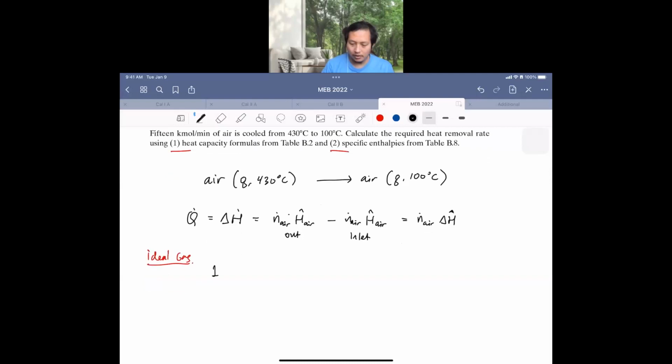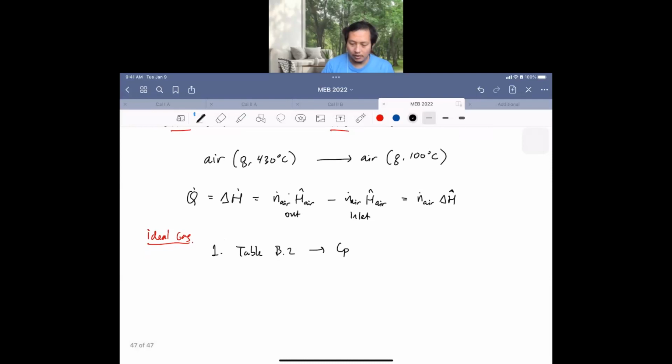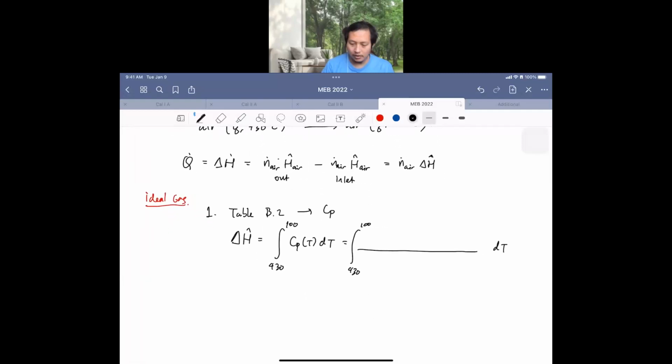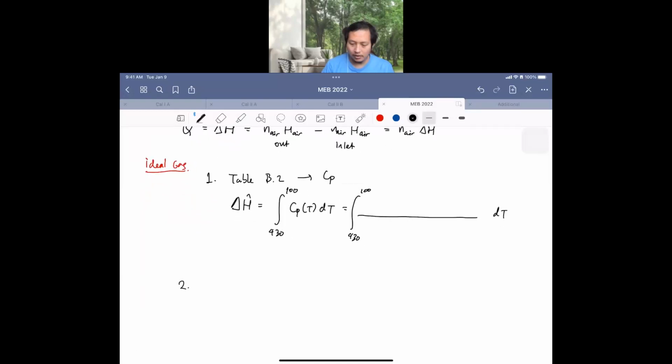The first one, we find in the table B2 the CP, right? Delta H is the integral from 430 to 100 of CP dT. Of course, you have a long equation. I will not write all the equation, but you can imagine it should be very long if you look at the table B2 for air. The second way is the easy one to calculate. So we are going to use the table B8.